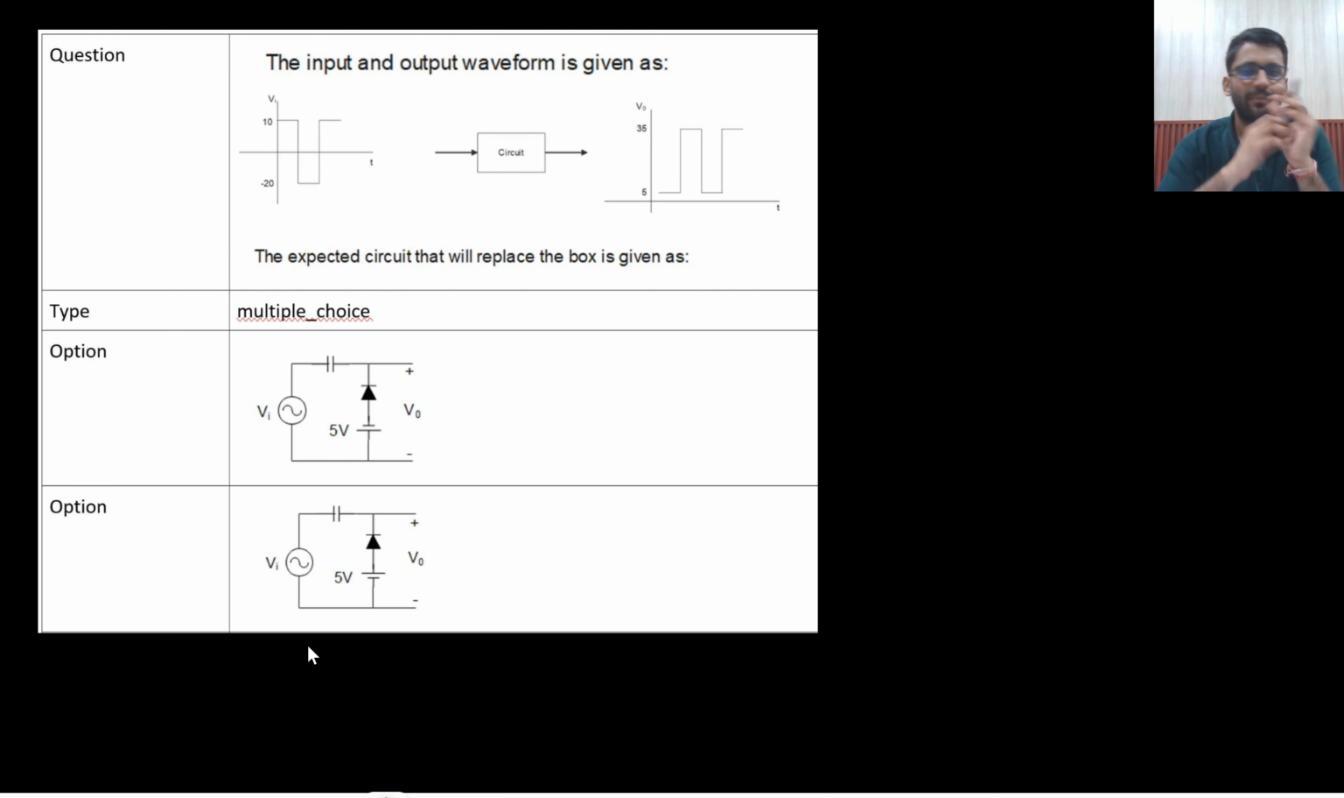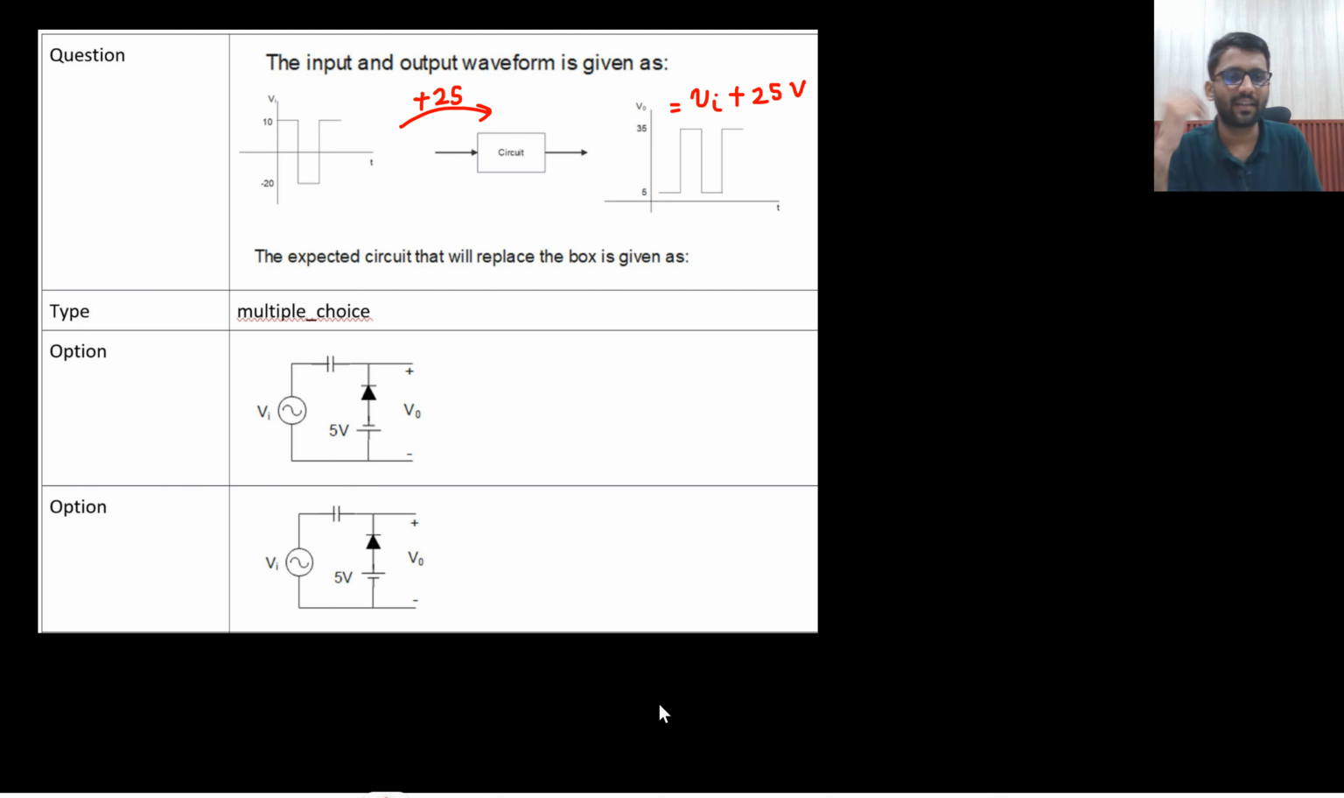Now this is the example of clamper circuit. So from here to here you are going. That means you are clamping up by 25 volt, because this is minus 20, this is 10. So 25 volt by you are clamping up. 10 plus 25 is 35, minus 10 plus 25 is 5. So basically your V0 is V in plus 25. So you need to clamp up by 25 volt.